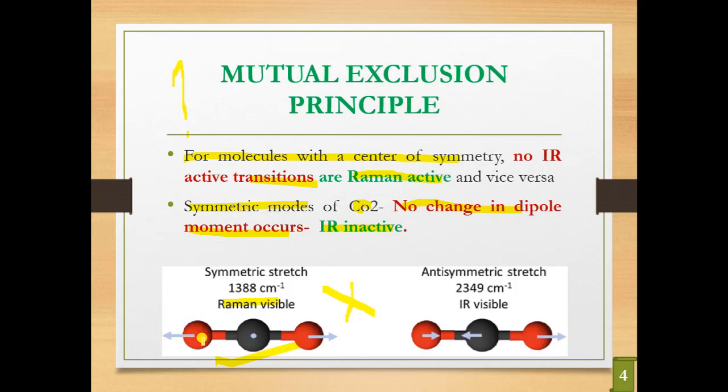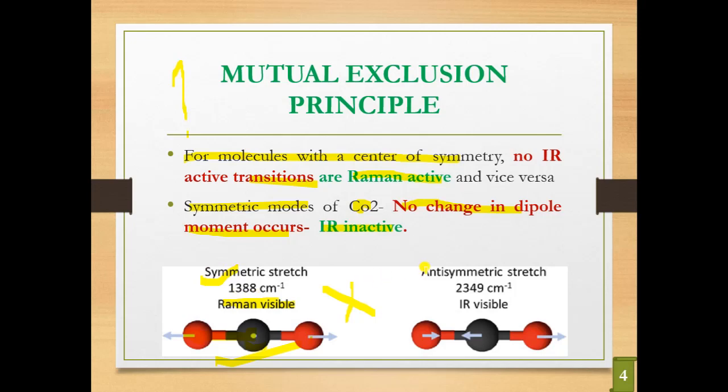Here you can see the two oxygen atoms, and in the center is the carbon. The two oxygens move away from the center atom and then come toward it, so there is no change in dipole moment. That's why this compound is IR inactive, but it produces a symmetric stretching in the Raman spectra. That's why it is Raman active, and the Raman shift of CO2 is observed for symmetric vibration at 1388 cm inverse.